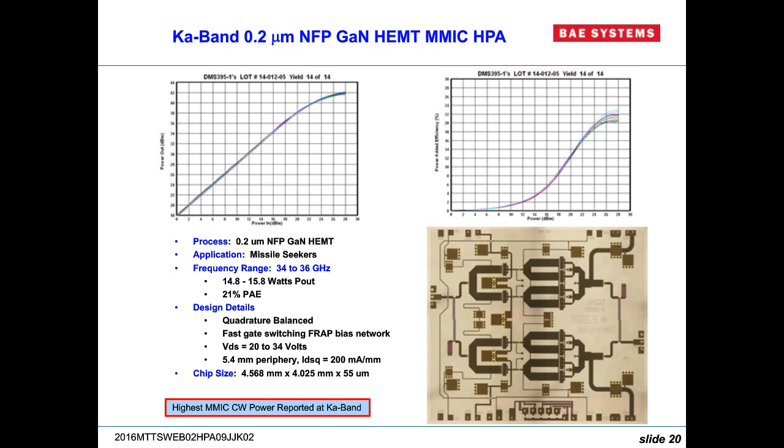Right. Okay. So I think this will be our last question. What is your view on millimeter wave or even sub-millimeter CMOS amplifiers? Is it feasible?